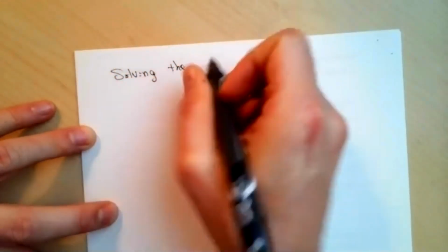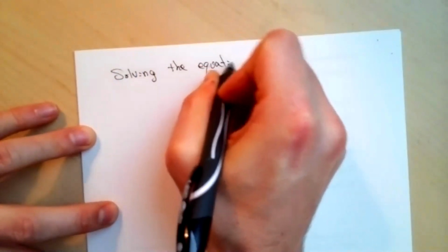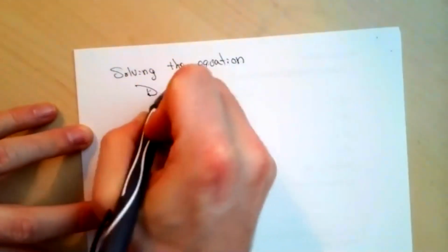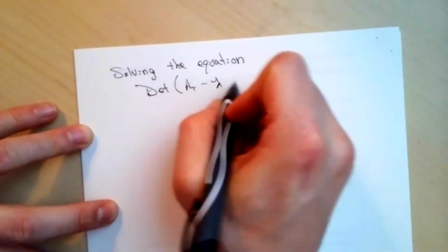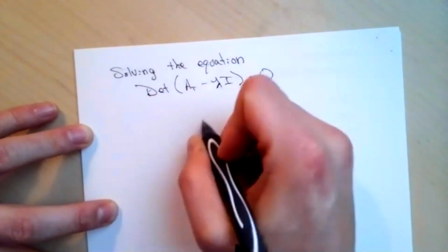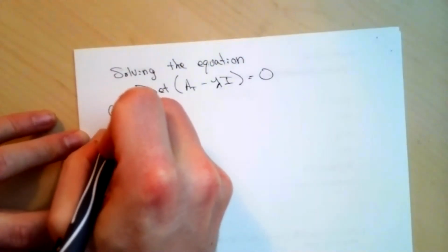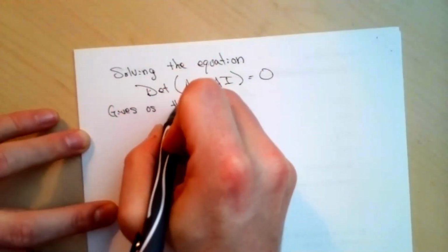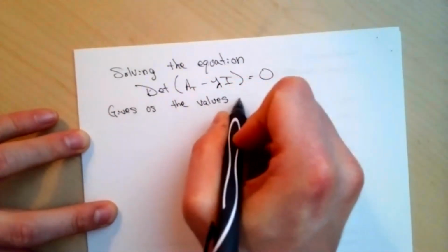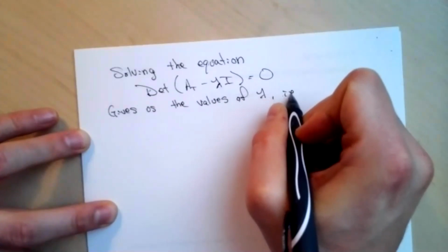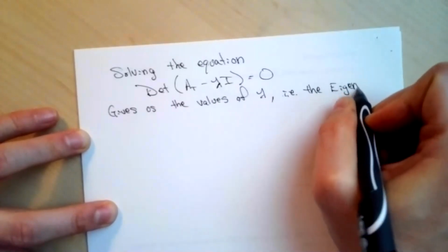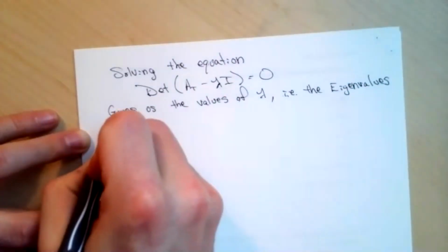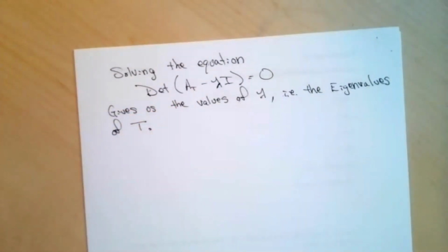So solving the equation, the determinant of the matrix associated with T minus lambda times the identity equals 0 gives us the values of lambda, i.e. the eigenvalues of T. This is going to be our first step.